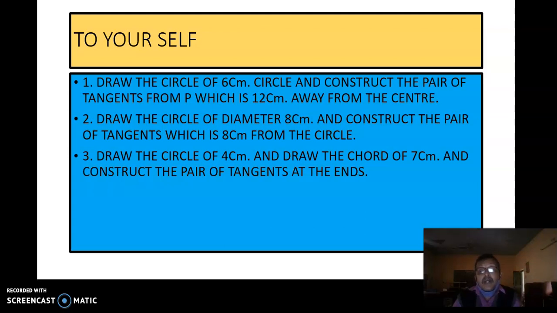Okay. Now draw the circle of 4 centimeter radius and draw a chord of 7 centimeter and construct the pair of tangents at the ends. So I think you are clear.